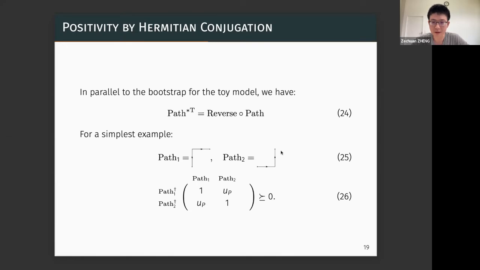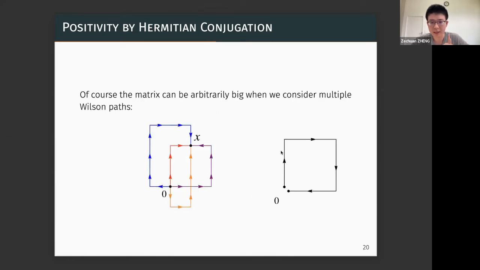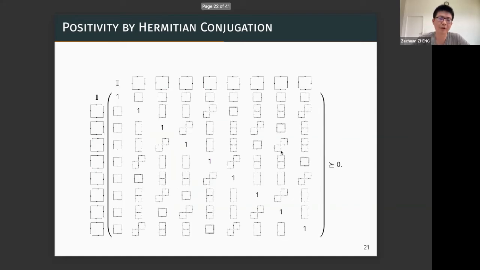But let's say a non-trivial case, in two dimensions, we consider all the Wilson paths coming from 0 and ending at 0, but with a length cut of 4. This is the positivity matrix corresponding to it. The 1 here corresponds to the length 0 Wilson path starting from 0 and ending at 0. And for the other indices, there are different paths coming from 0 and ending at 0 with length up to 4. So this is a 9 times 9 positivity matrix. And actually, it gives us a non-trivial bound.